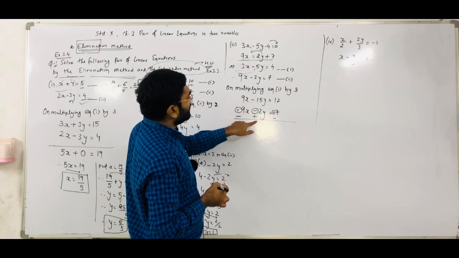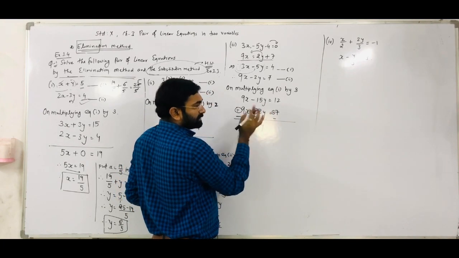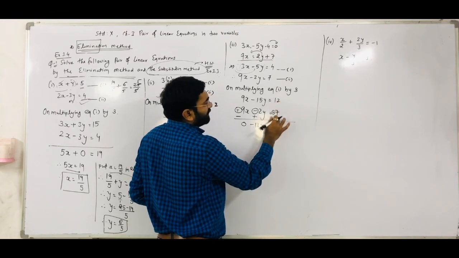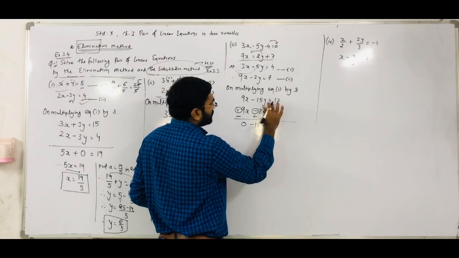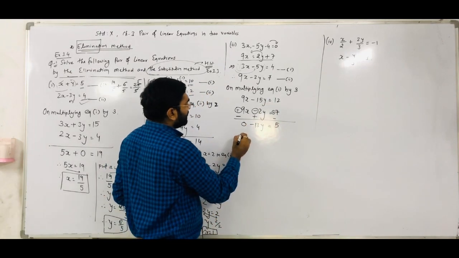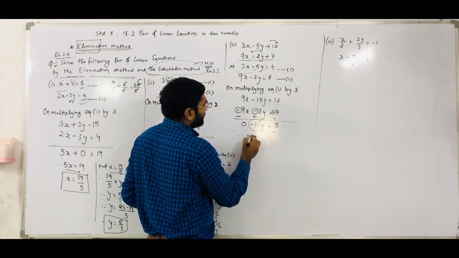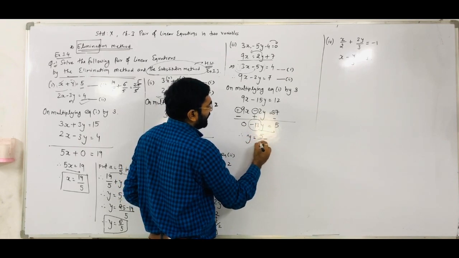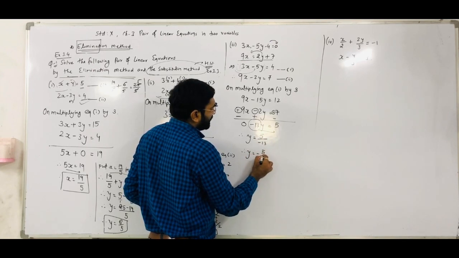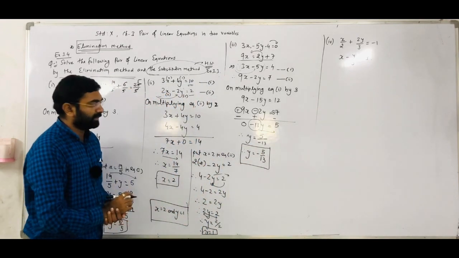Minus 15y plus 2y, we get minus 13y, because minus plus minus, we take the bigger number's sign. Right? Is equal to 12 minus 7, so we get plus 5, right? Because 12's sign is a plus. So we have to find the y value. Whatever the y's coefficient, it goes to the right hand side in the denominator. 5 upon minus 13. So we get y is equal to minus 5 by 13.